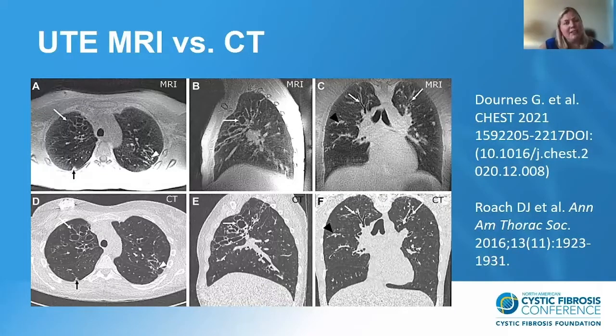But sometimes when you look at an MRI, to the untrained eye, it can be difficult to distinguish between MRI and CT scans. This recent publication from CHEST shows MRI images across the top in panels A, B, and C, comparing them to CT images in D, E, and F. And here you can see that both methodologies are able to detect saccular bronchiectasis, mucus plugging, and even consolidations.